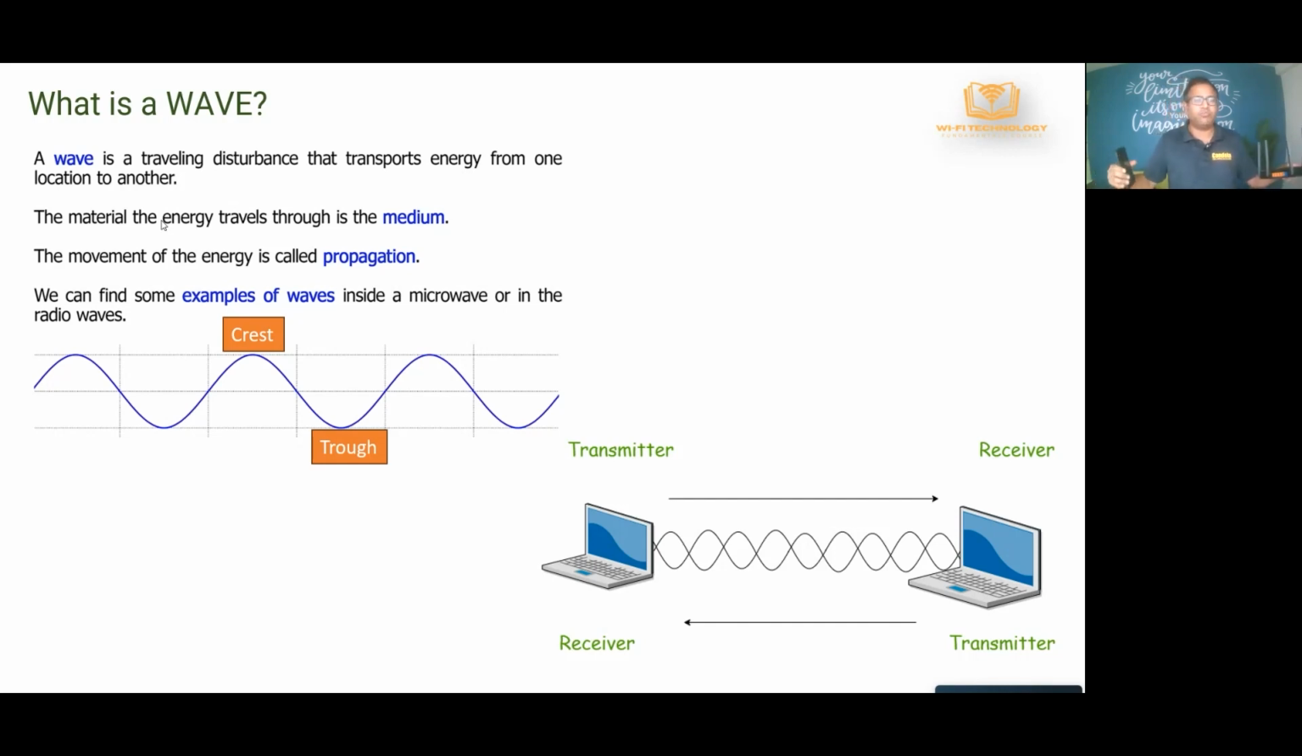Now, the process of sending the energy from here to here is called propagation. So the signal moving from here to here is called propagation. If you look at an example of a wave, that's normally how any wave looks. The highest part of the wave is called the crest, and the lowest part of the wave is called the trough. In all transmissions, wired or wireless, the energy is being transmitted in the form of waveforms from one place to the other, from the transmitter to the receiver.